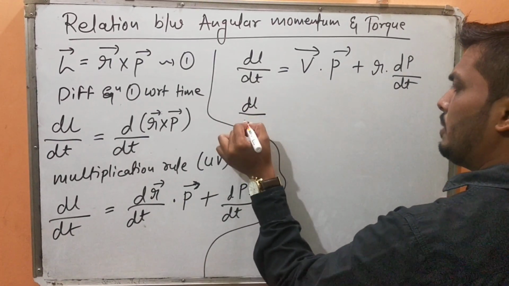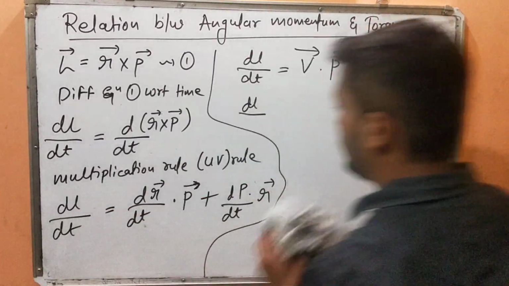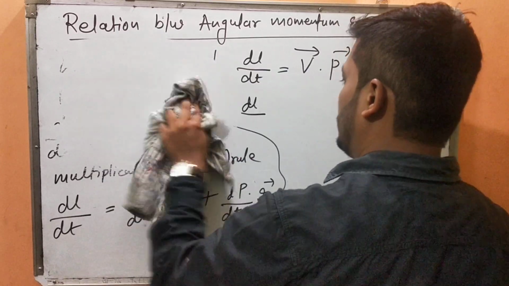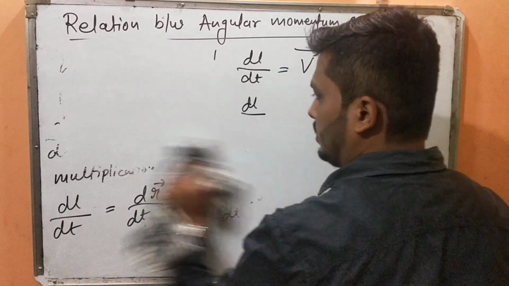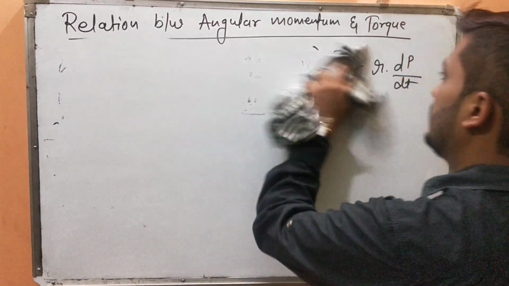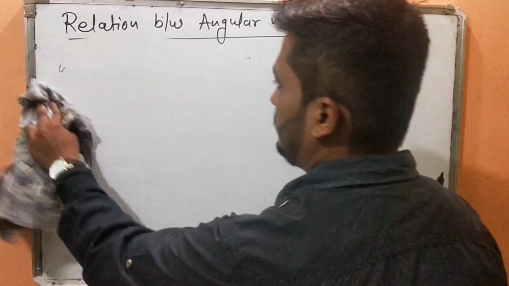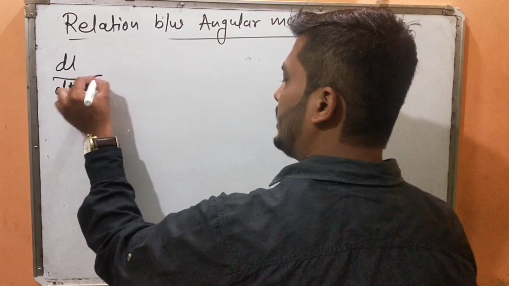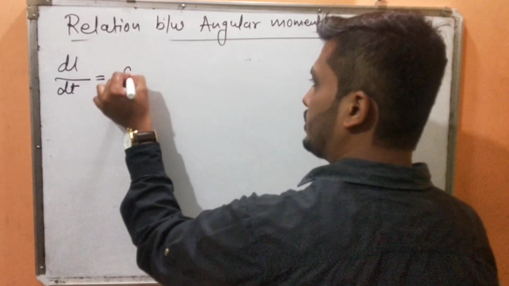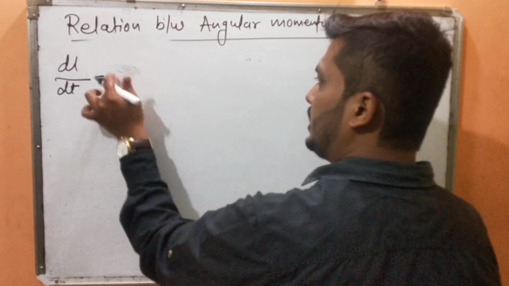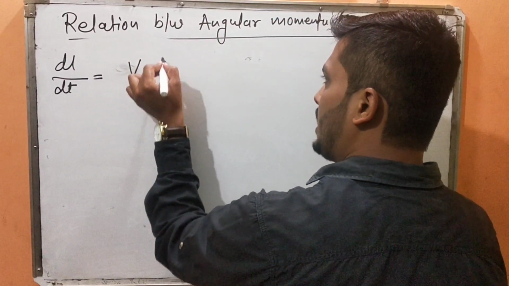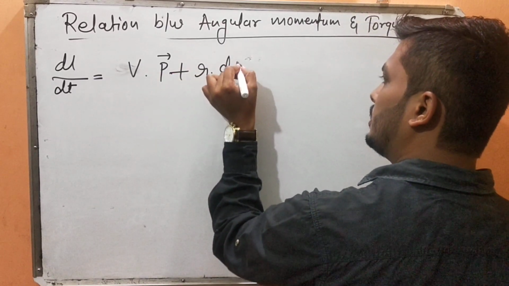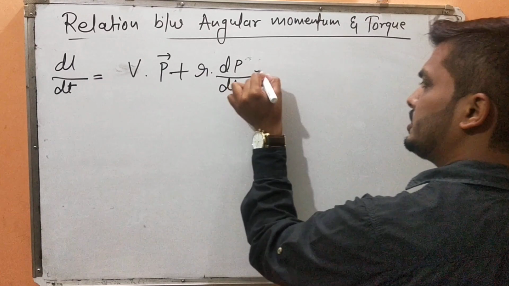Velocity. So again, dL by dt. I'll erase this. Okay. So see here. I'll write the UV rule once again. So dL by dt will give you what? r cross p. Now dr by dt gives you what? Velocity. p as it is, plus r dp by dt. Is it not?